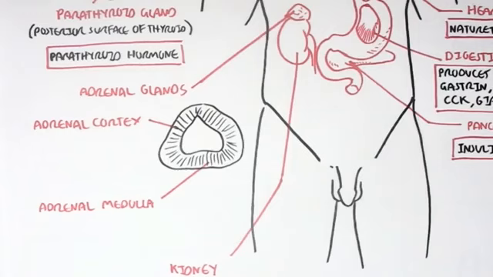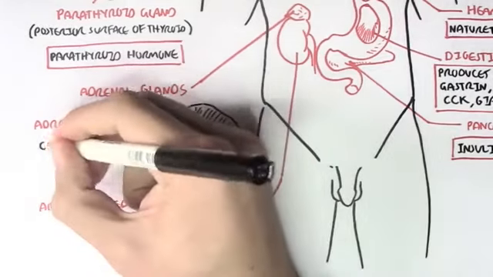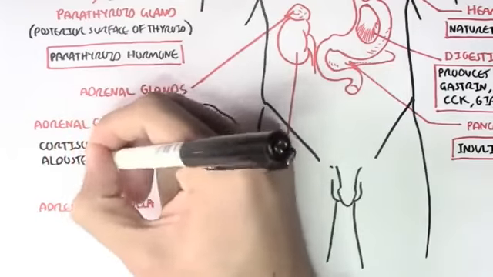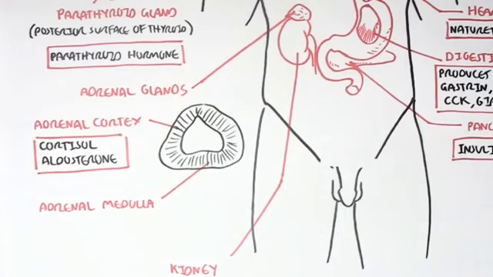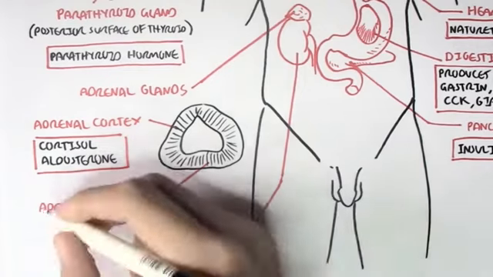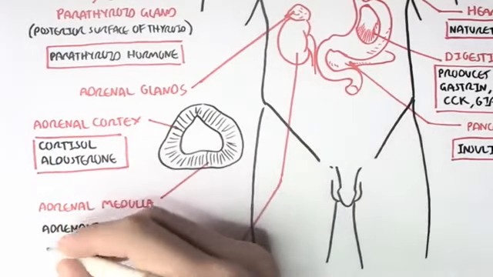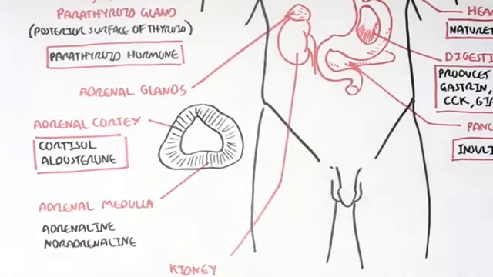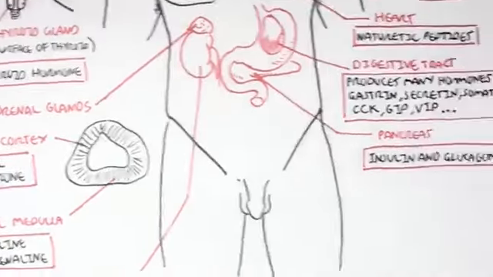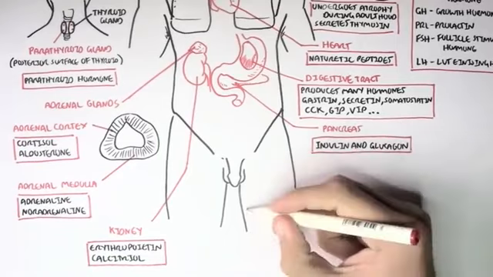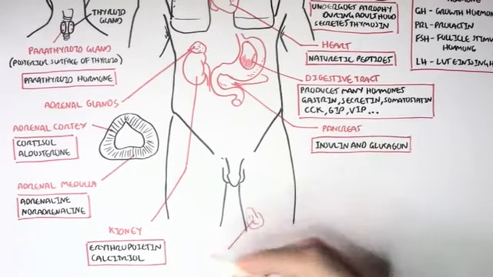Anyway, the adrenal cortex secretes cortisol and aldosterone. Cortisol is essentially for stress, and aldosterone promotes sodium reabsorption as well as potassium secretion in the kidneys. And then we have the adrenal medulla, which secretes adrenaline and noradrenaline, also known as epinephrine and norepinephrine in America. These hormones are important in the fight or flight response as well as the rest and digest response.